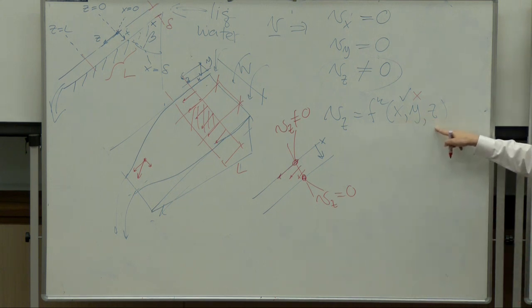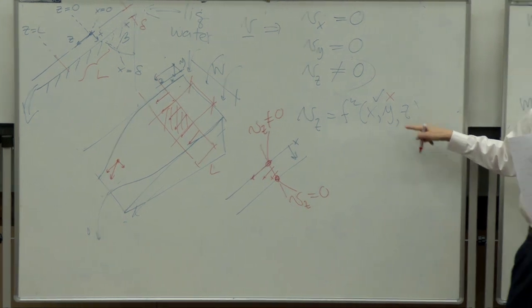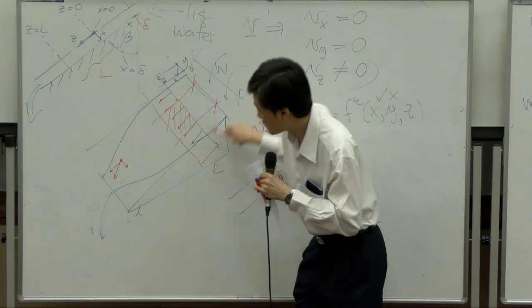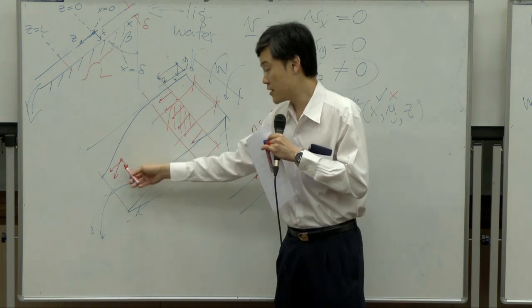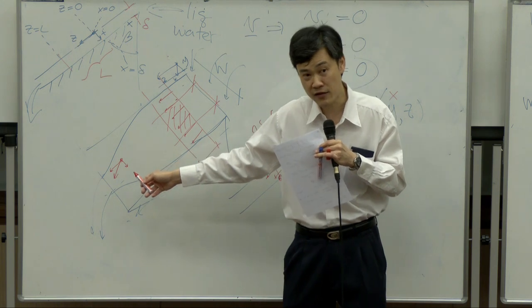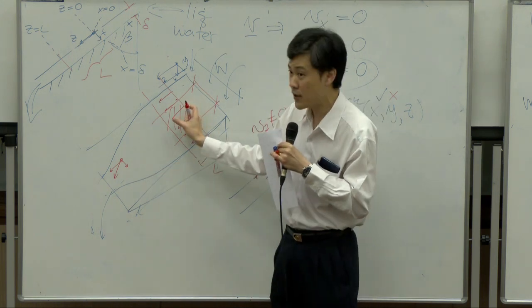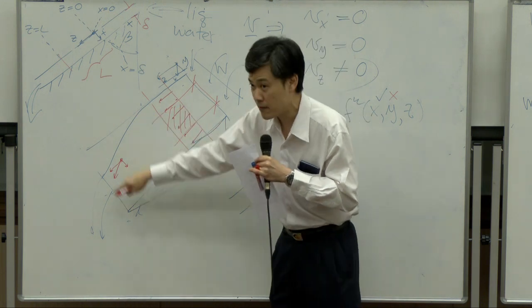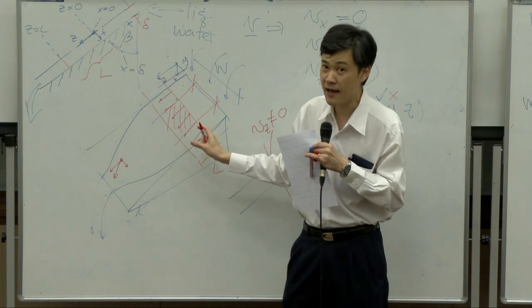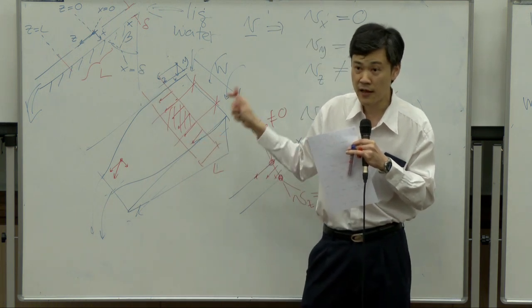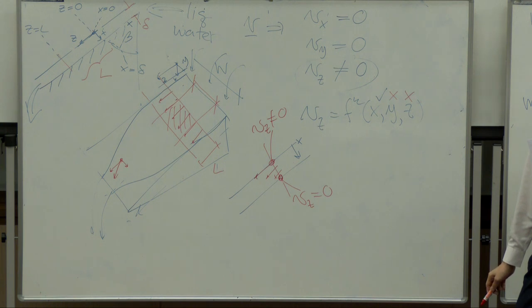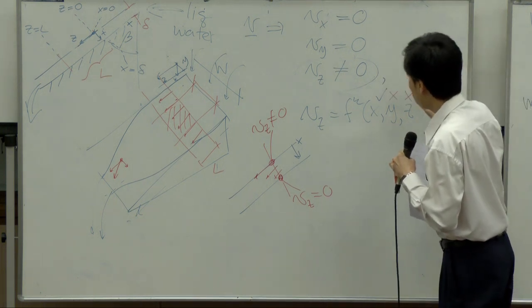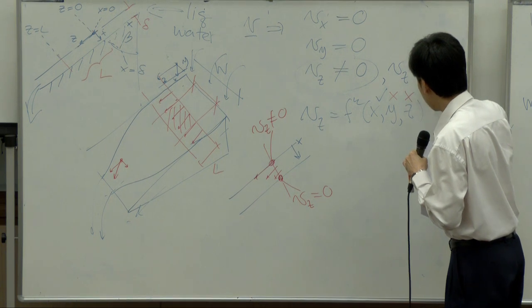Is Vz a function of z? Of course, if you consider the whole system, there'll be acceleration, then Vz is changing with respect to z. The longer the z, the greater the velocity because of the acceleration of gravity. But now we consider only the short part to avoid this problem. Within this short part, we can say that acceleration is negligible. If it is negligible, Vz does not change with respect to z. Okay? So right now, we only have Vz, which is not zero, and it is a function of x only.